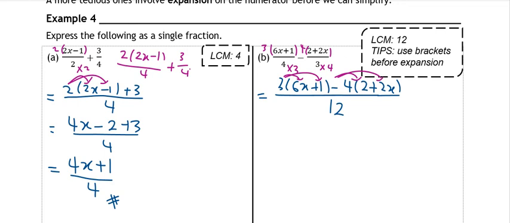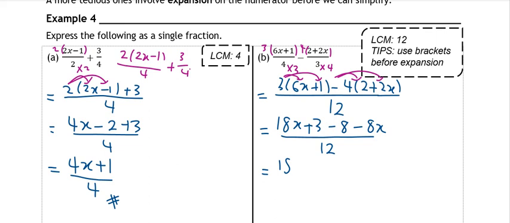So you will see what happened after expansion. So 3 times 6x is 18x, and then 3 times positive 1 will give you plus 3. Now here, negative 4, be careful with the negative sign here. So negative 4 times 2 will give you negative 8, and then negative 4 times 2x will give you negative 8x, everything over 12. So to make you comfortable a bit, let's see when you arrange them according to the like terms. So 18x, you have another like term which is negative 8x, and then plus 3 minus 8, everything over 12.